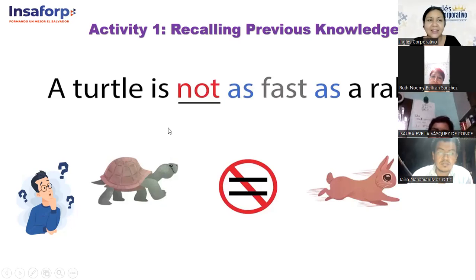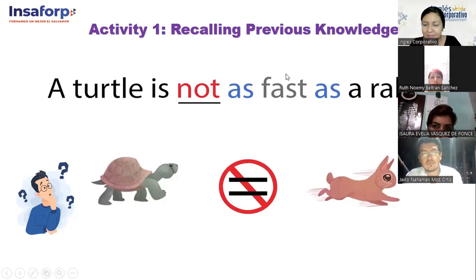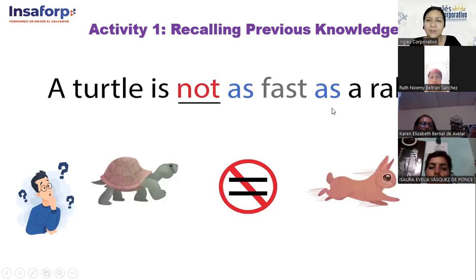Different. So a turtle is not as fast as a rabbit. I am comparing, but this comparison is negative, right? A turtle is not as fast as a rabbit. And I'm using as in the middle. Fast, what is this? Verb, noun, or adjective? Adjective. It's an adjective, exactly. A turtle is not as fast as a rabbit.